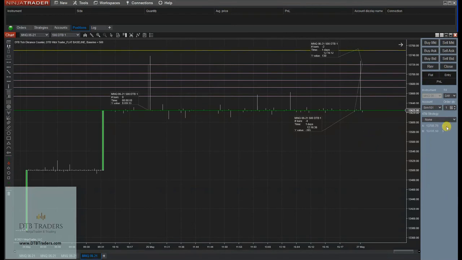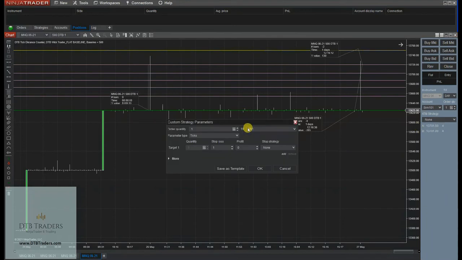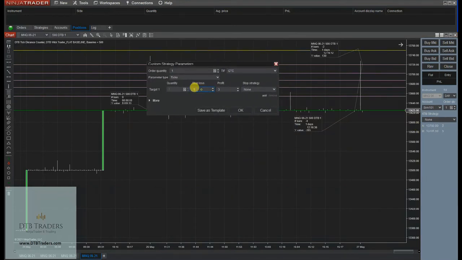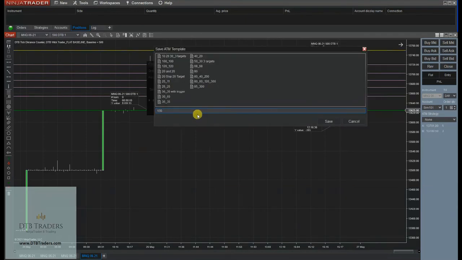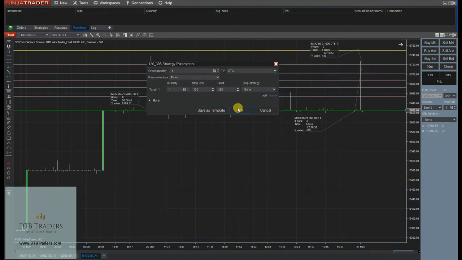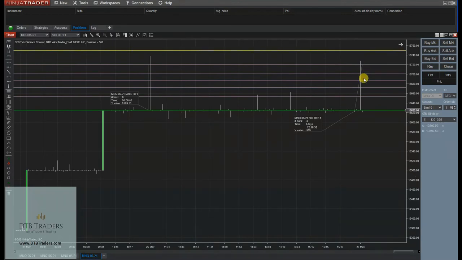Or 395 even. So then you go to your ATM and create one over here, and I'm going to have a stop loss of 130 and a profit target of 395. I'm going to save that as a template and call it 130_395. I save that and go OK. Then you put a sell limit order on that level where the 75 or the 76 Fibonacci is, and you let it go. The moment that order is filled, it's going to automatically put your stop over there and your target over there.